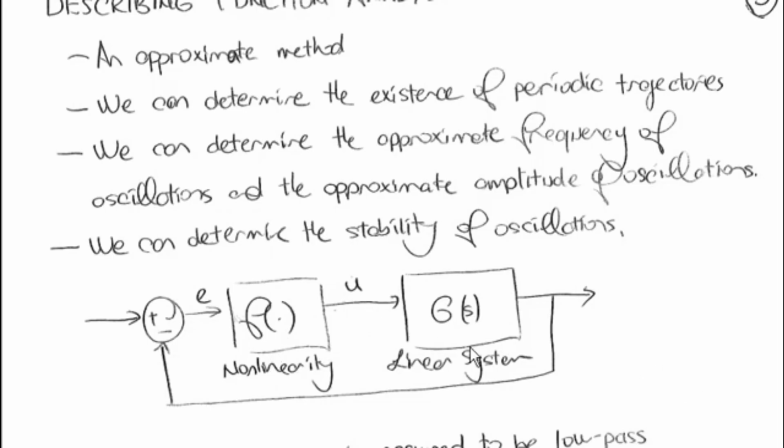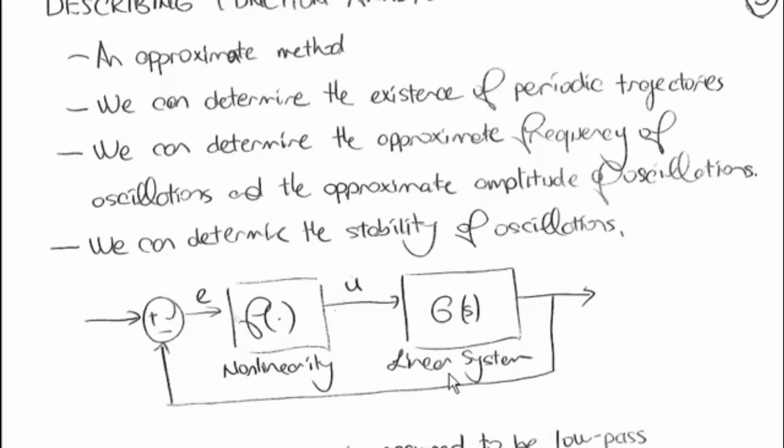And with this system, we would like to predict the existence of oscillations. So are there any oscillations in these variables that we can predict the parameters of? Therefore, if we have a system which is not in this feedback form, in order to be able to use the describing function analysis, we have to bring it into this form.